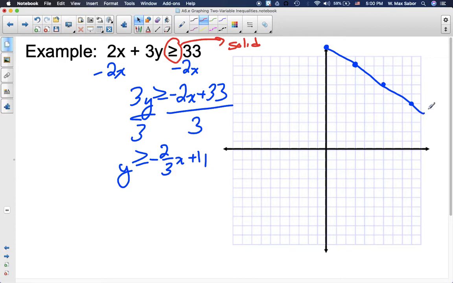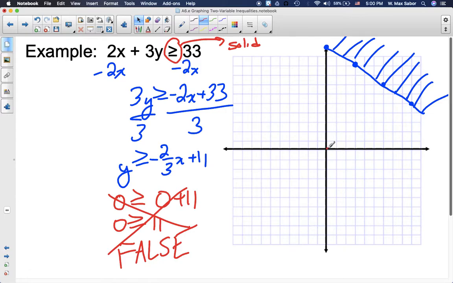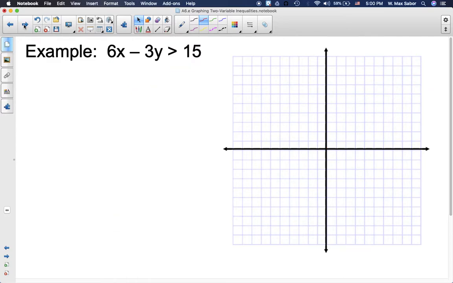Now we check whether we're going to be shading above or below the line. Because it's y is greater than or equal to, we will shade above. If you're not sure, you can always test a point on one side of the line to see whether it works. Say, let's plug in 0, 0. Let's see if that point is a solution. Well, is 0 greater than or equal to 0 plus 11? Is 0 greater than or equal to 11? No. This one is false. So this point is not true. The other points on the other side of the line are.